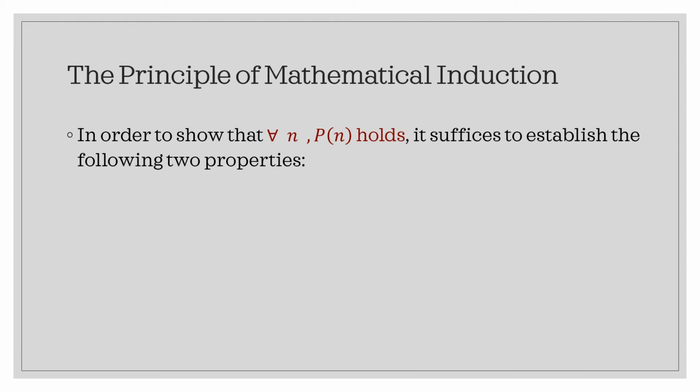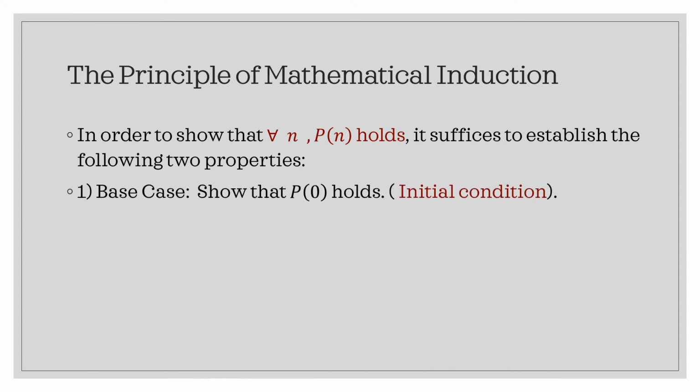Here we use the general claim as P of n, and in order to prove that the claim holds for every n, two properties have to be proved. The first one is the initial condition. If n is 0, we have to show that P of 0 is true. Or if n is 1, then we prove P of 1 is true.